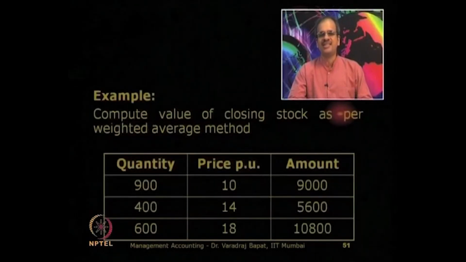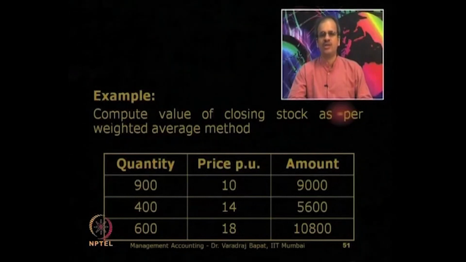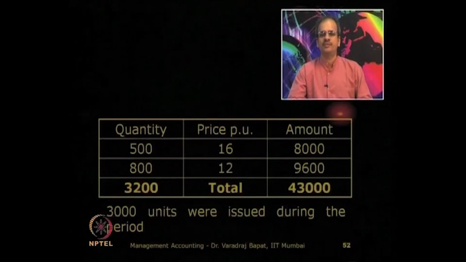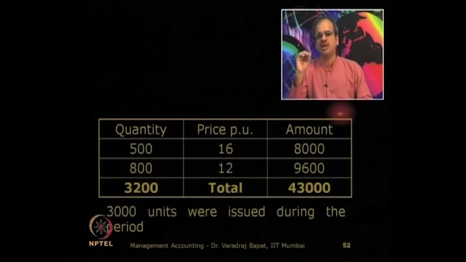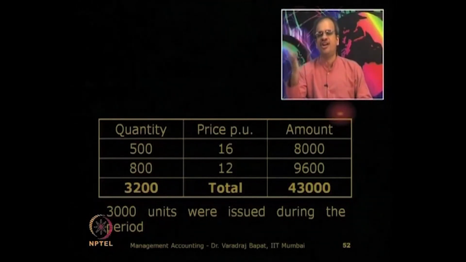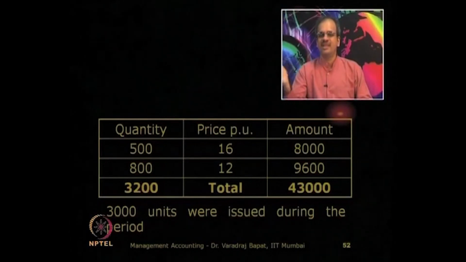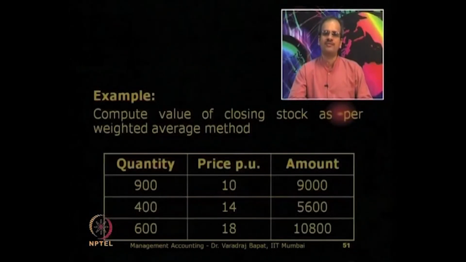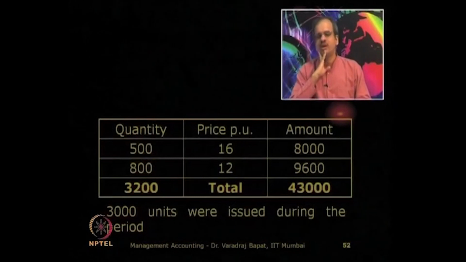Suppose these 5 purchases are there. We have 900 units at 10, 4000 at 14, 618 and so on. So, total purchases are 3200. The total cost of purchase is 43,000 and in that period 300 units were issued. So, calculate the value of stock. How to calculate?